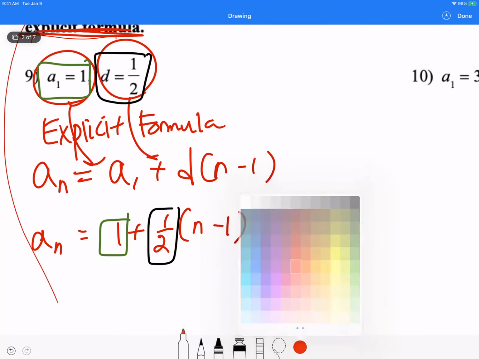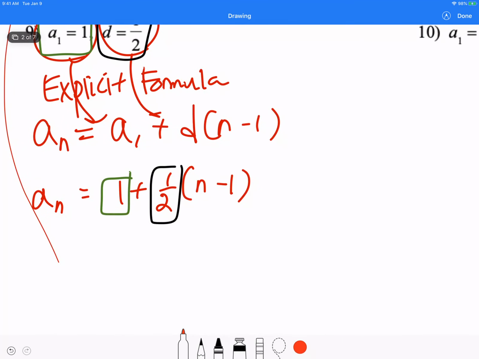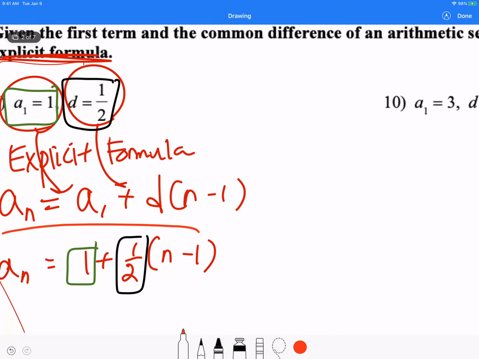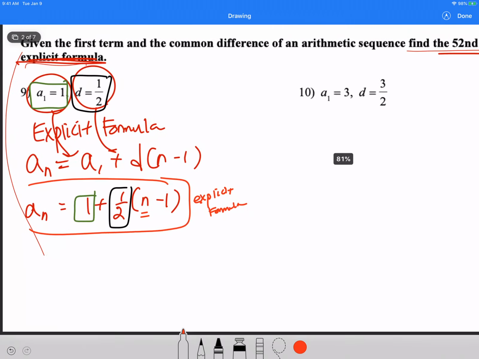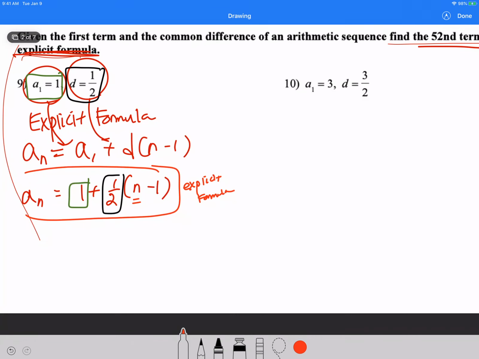Okay, and once I have done all that, this is the answer. The explicit formula should have n intact, which means that n should not be messed with. Your equation should have n in there. And so that is the explicit formula for the arithmetic sequence, and next we find the 52nd term.